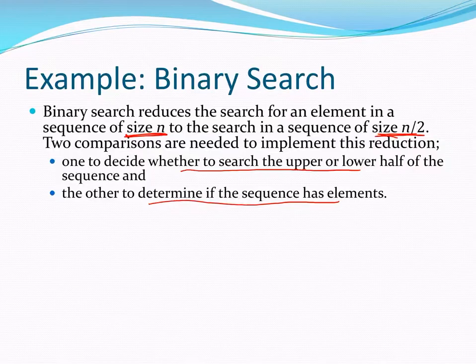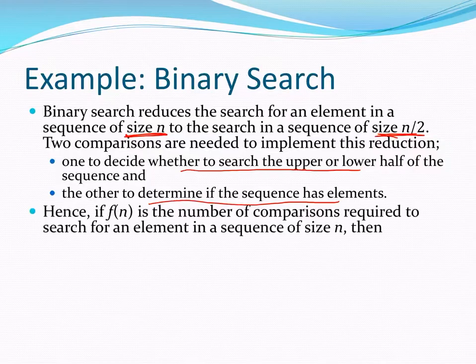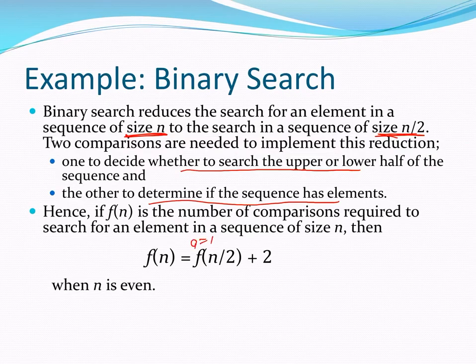has any elements. And so if f of n is my number of comparisons, I've got a equal to 1 because I only search one of those lists. b is equal to 2, and I have 2 comparisons to execute that divide and conquer relation. Okay, so f of n equals f of n over 2 plus 2.